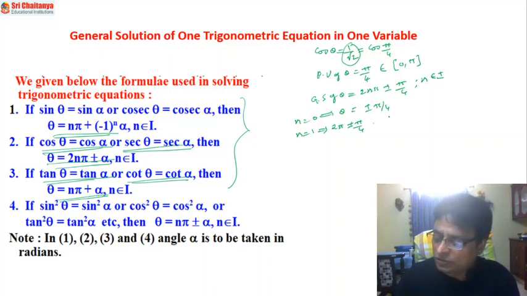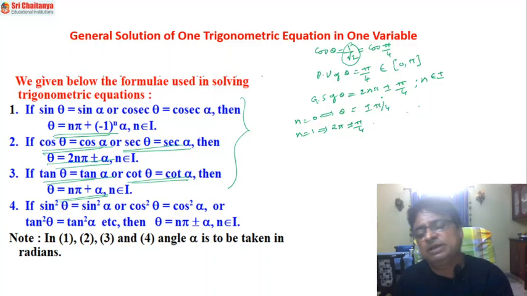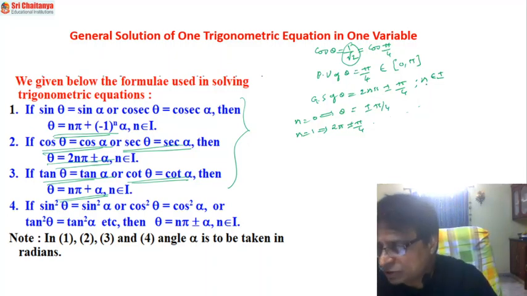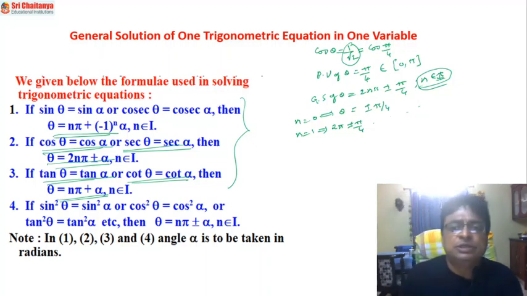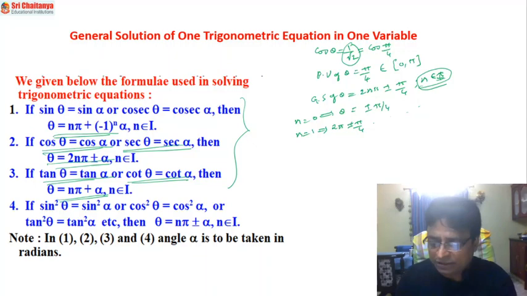Like that, how many solutions will exist? If I substitute n is equal to 1, 2, 3, 4, 5, similarly -1, -2, -3, where n belongs to I, the set of integers, infinitely many solutions you can get. So how to write that in simple form? Like this only, 2n pi plus or minus alpha.